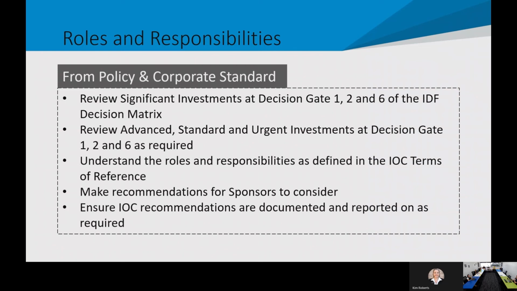To ensure that recommendations are documented and reported on as required, and that will be helped and facilitated by the governance team and Rachel in here, who will be helping with that process. So we are going to use IPP to house that information, which will hopefully tick off on that. Any questions on that? Pretty straightforward, no surprises.